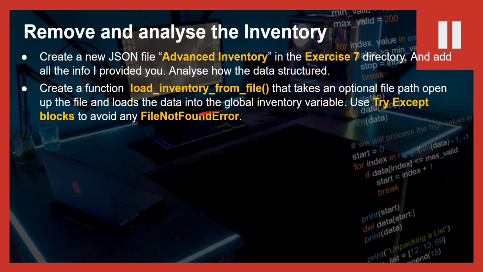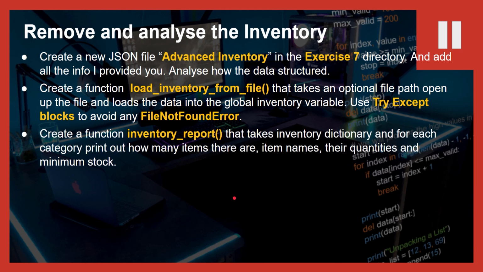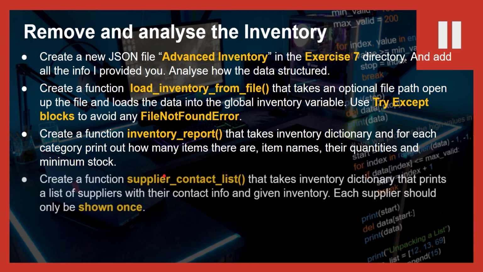And finally, the try except block. This is something that I explained again in the reading and writing of the file video that I linked somewhere around. Create a function inventory report that takes the inventory dictionary and for each category prints out how many items there are, their name, the item quantities, and the minimum stock. So this is just a report of said inventory. And remember, you'll have to use the advanced inventory that I provided you. So again, this is working around the data that you've imported.